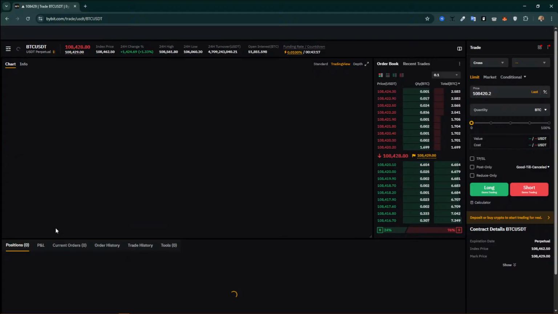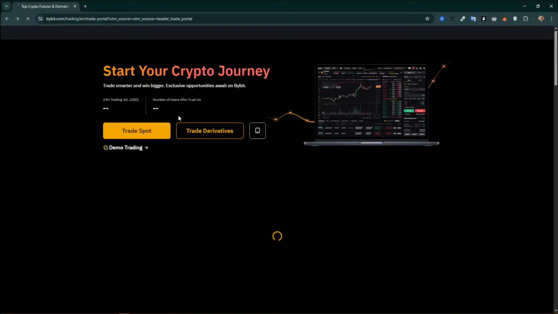Demo trading is simply giving you the same platform that we just looked at, but in a demo format. You are trading virtual cash in a demo way. It's not actual money. That's demo trading. At least we have already seen the platform, and I've given you tips on how to get started trading.